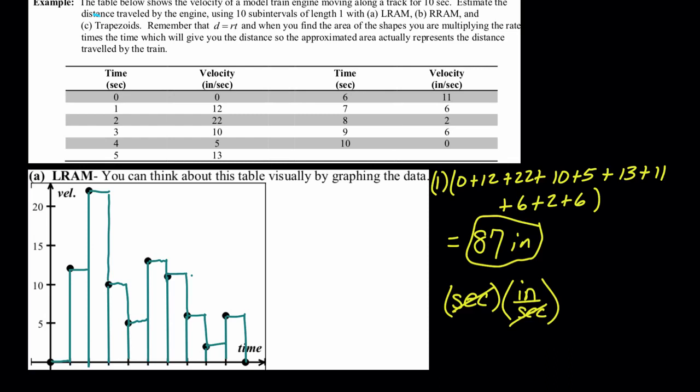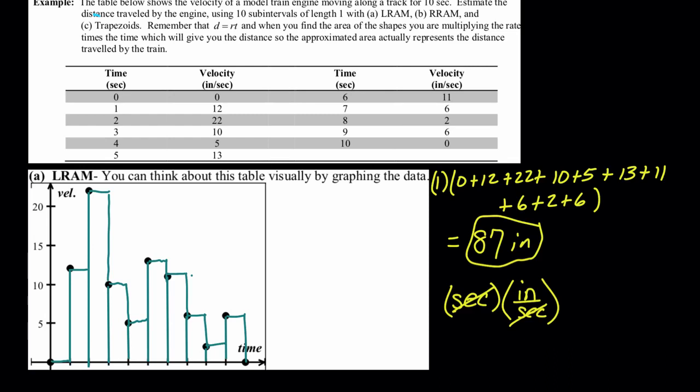You know, in geometry, when you did area formulas, your answers always came out to square inches, square feet, square meters, square whatever. But in calculus now, we're going to be using all kinds of different measurements, and so the area is determined by your units for your x-axis and your units for the y-axis when you multiply those units together. So the area represents the distance that the train traveled in this case.